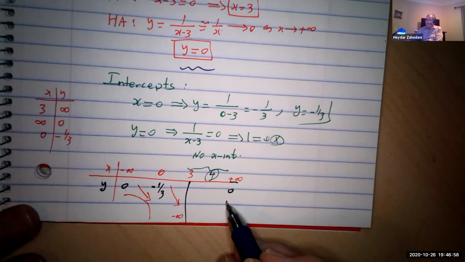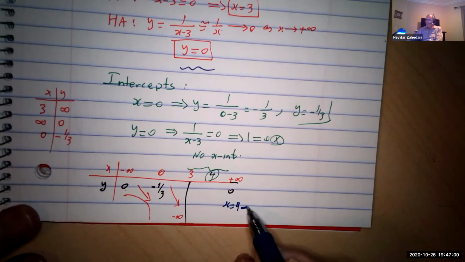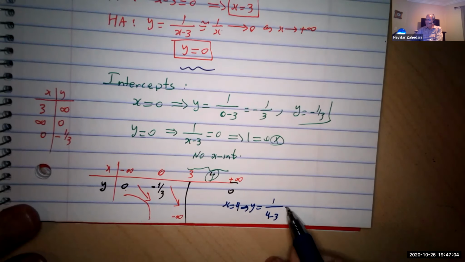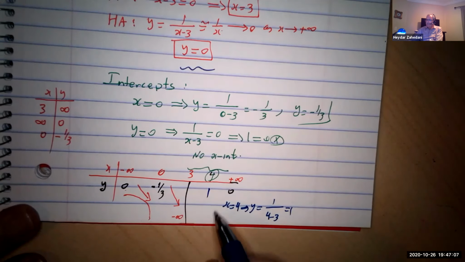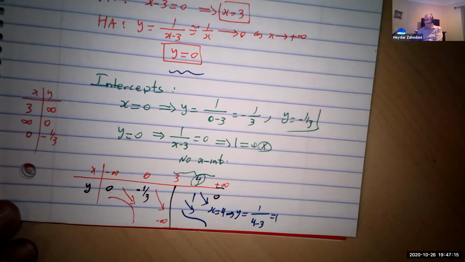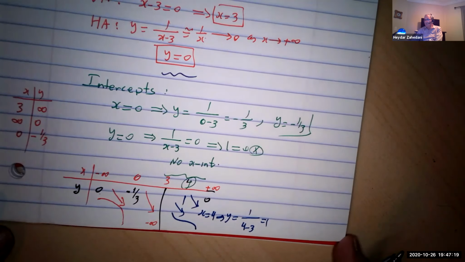If you put x equal to 4 into y, it is 1 over 4 minus 3, which is going to be equal to 1. So it's going down again, so your function is going to be of this format again. So it's very similar, or it is the same as the one that we did for the other one. Any question?